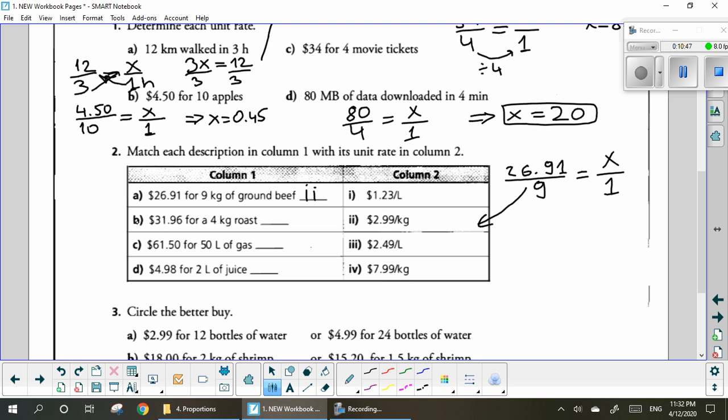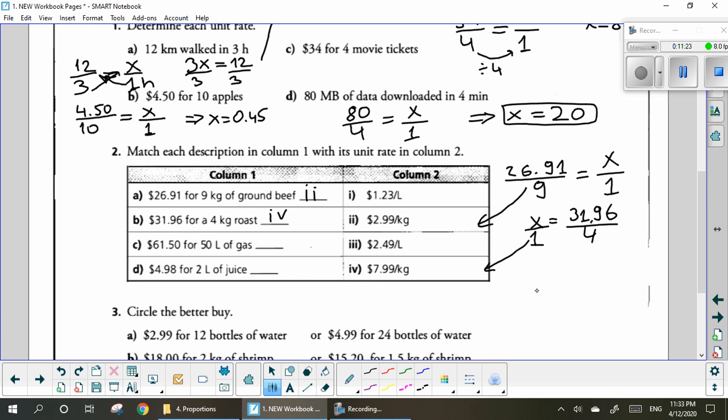Similarly, if I want to do the roast, it seems like 31.96. So I'm going to write it in a different way. I'm going to write it as x equals 31.96 divided by 4. And remember, this is unit rate, so it's over 1. But really, we're just dividing 31.96 by 4, which is 7.99. So that one goes here, 7.99, and that means that roast is 4.